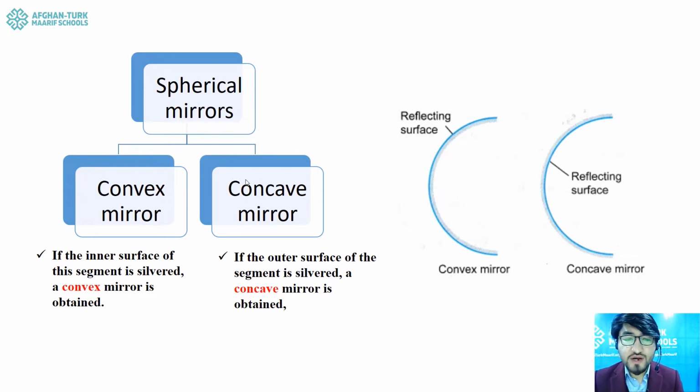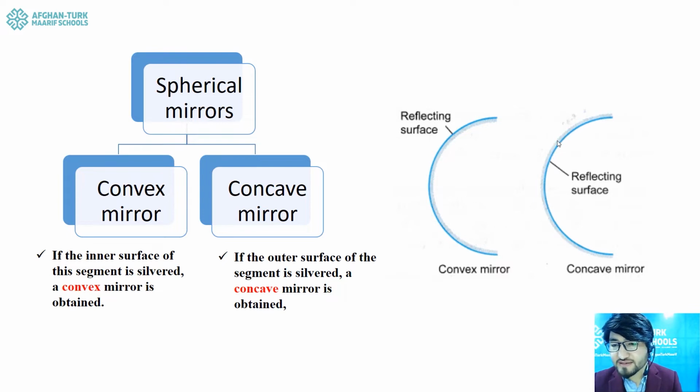Spherical mirrors are divided into two kinds: concave mirror and convex mirror. With the concave mirror, if the outer surface of the segment is silvered, a concave mirror is obtained. Look at this figure. This is a spherical mirror.